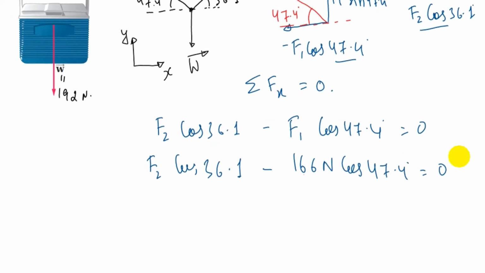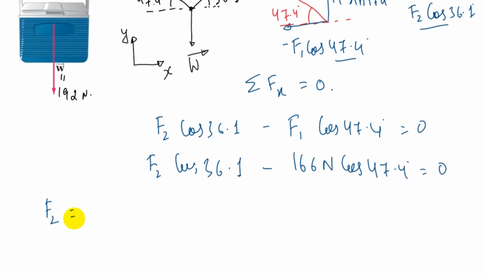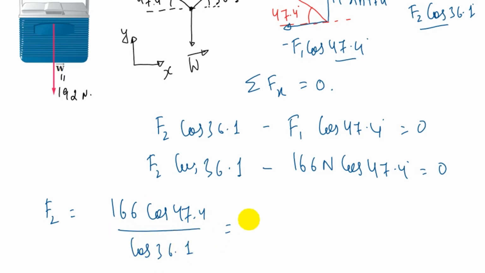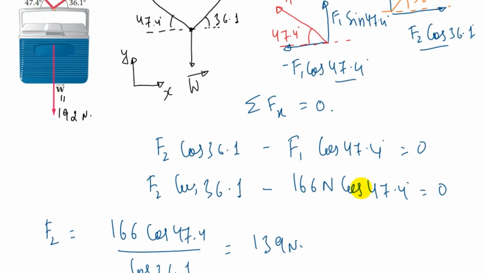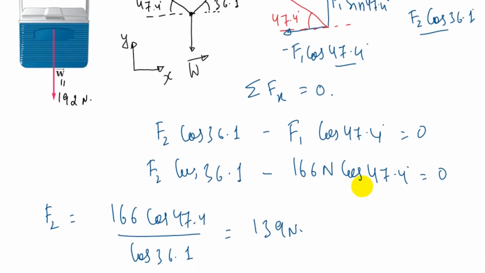Now from here the F2 force would be equal to 166 cosine 47.4 divided by cosine 36.1, which is equal to 139 Newton. Thus, the magnitude of the force F2 is 139 Newton. So this was the answer for the A part.